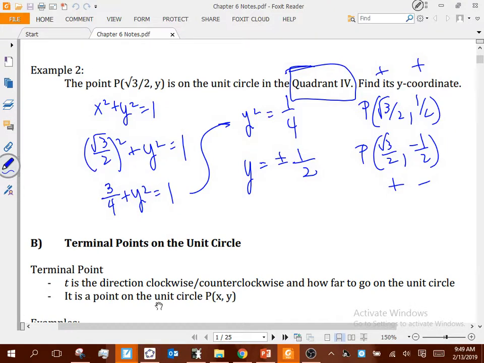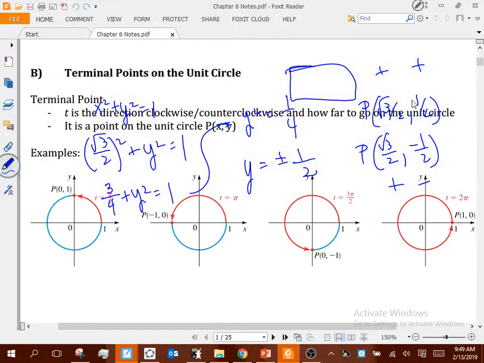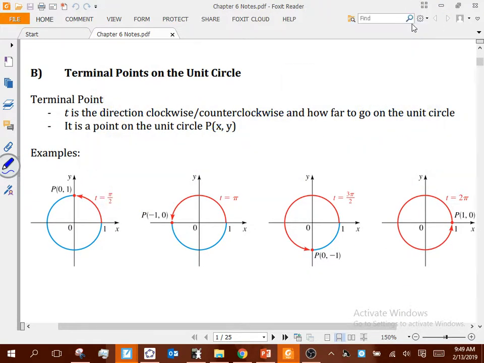The other stuff down here, we start talking about terminal points on the unit circle. That's exactly what I was trying to show you with GeoGebra. Those red arcs, guys, those are a distance, right? And we're going to use the letter T to represent those because they're associated with the terminal point, okay? So the arc of T equals pi over 2 is associated with the terminal point 0, 1, okay?